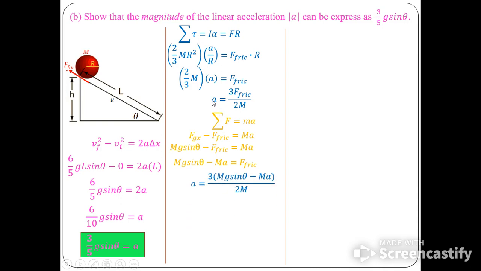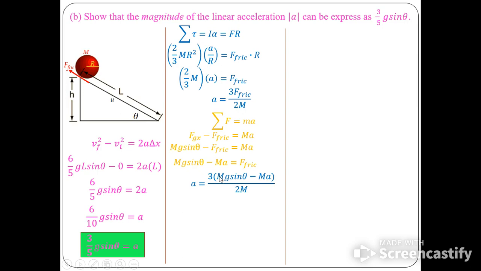So again, I want to take this line and move it down here. The 3 in the front is right there. Again, I'll use parentheses when I substitute. And instead of Ffric, I can replace Ffric with mg sine theta minus ma. As you can see where my cursor is at the moment, the denominator hasn't changed, which is 2m. I'll leave that as is.